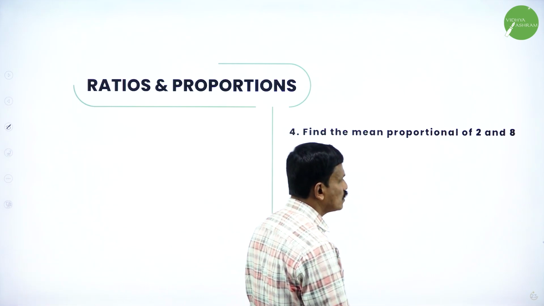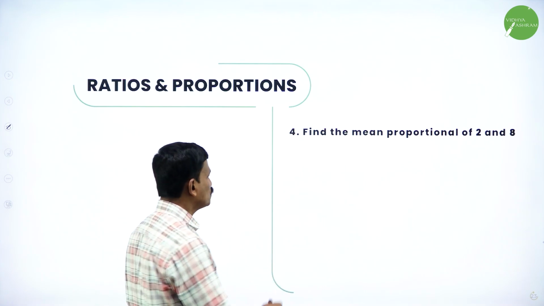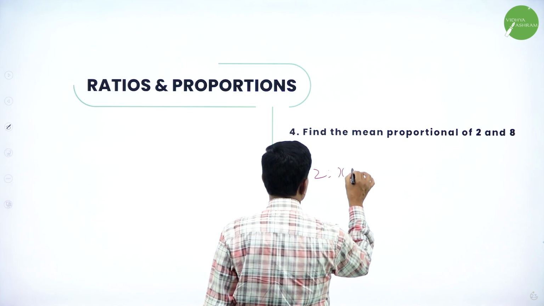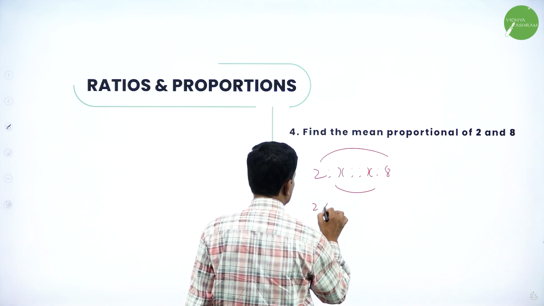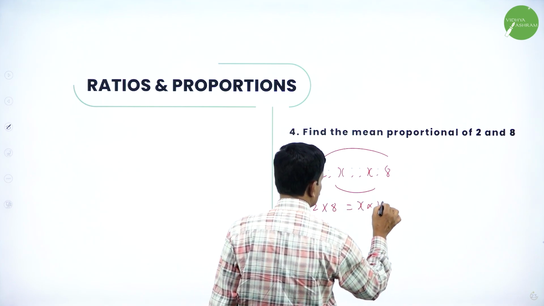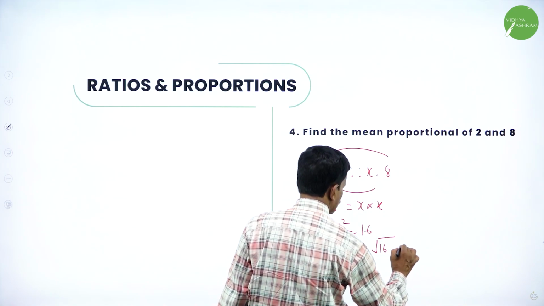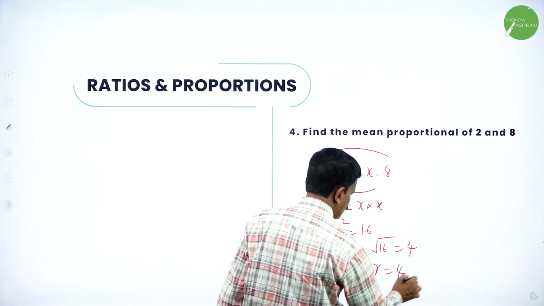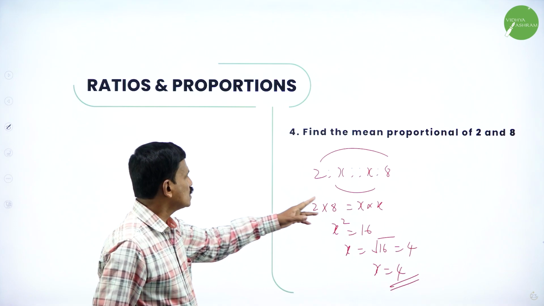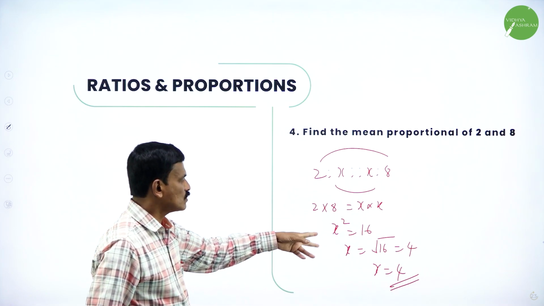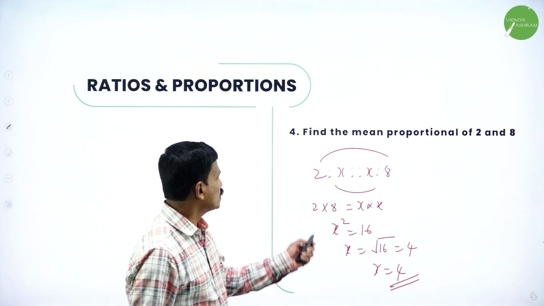Find the mean proportional of 2 and 8. Right. The mean proportional of 2 and 8 is 2 is to x is to 8. So that is 2 times 8 is equal to x times x. x square is equal to 16. x is equal to the square root of 16, which is 4. x is equal to 4, the mean proportional. So 2 is to x is to 8, that is 2 times 8 is equal to x square is equal to 16, and the square root of 16 is 4, the mean proportional, right? Now move on to the next problem.